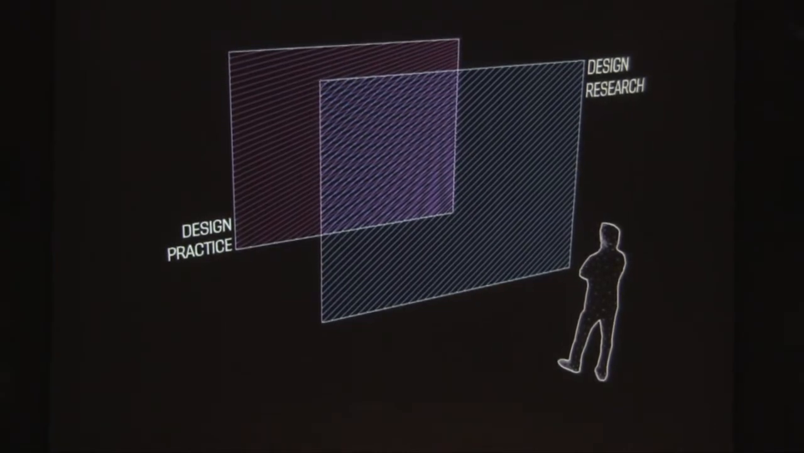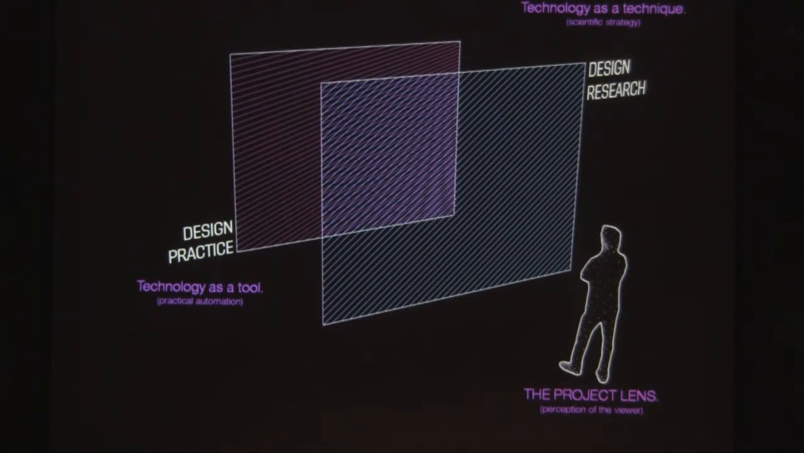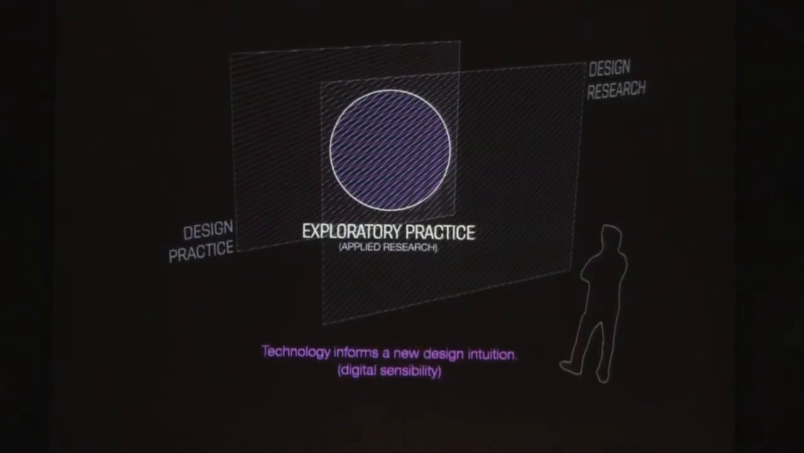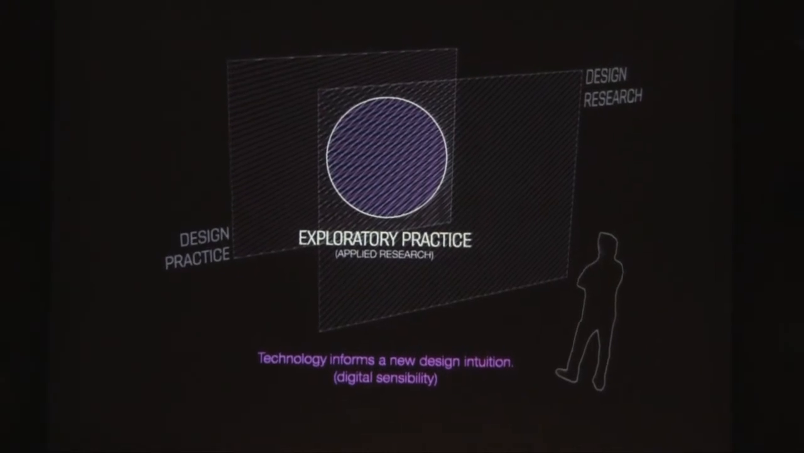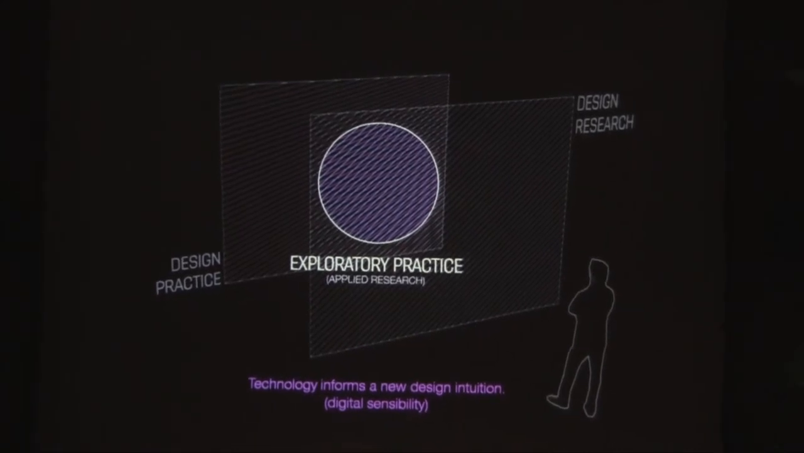And the way I like to frame my work is as the interference between two strata, design practice and design research. Design research is looking at technology as a technique, as a scientific strategy to discover innovations. And design practice is looking at technology as a tool, looking at practical automation and how it's used in practice. And the viewer in this case, or the project lens, is the project. So through each project I'm exploring, I'm looking at the area where they intersect and this emergent pattern appears. And that's what I like to call exploratory practice or applied research.